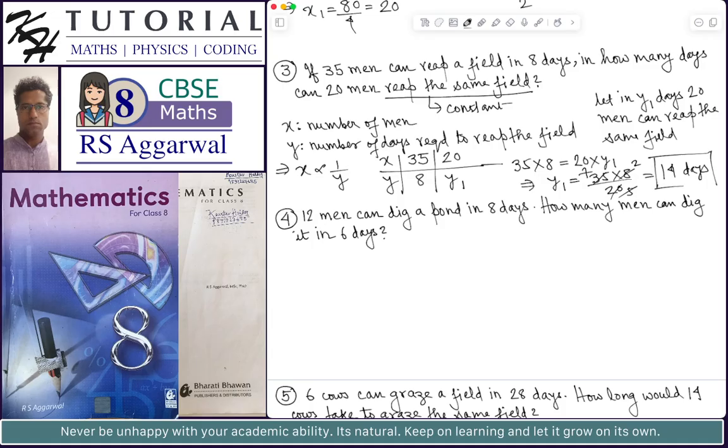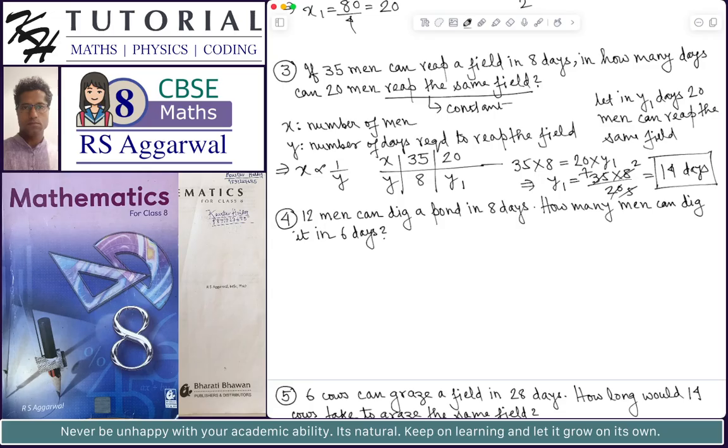Now always after solving a problem on direct or inverse proportion, always check whether the data is correct or not. You know that when x and y are inversely related to each other, if you increase x, y will decrease, and if you decrease x, y will increase. So when x was 20, it is less than 35. So definitely y1 should be more than 8, and indeed we have found 14 days, 14 is more than 8. So this way you always check the consistency, the correctness of your answer.